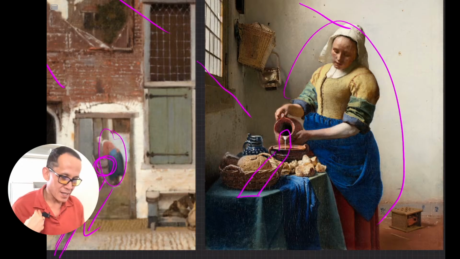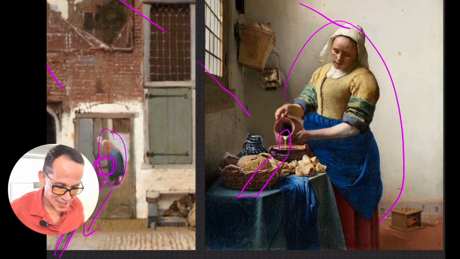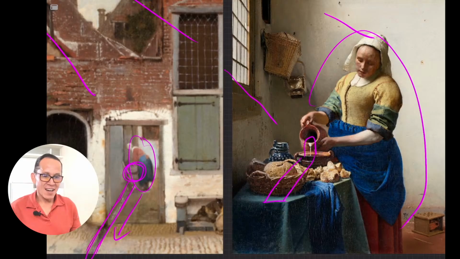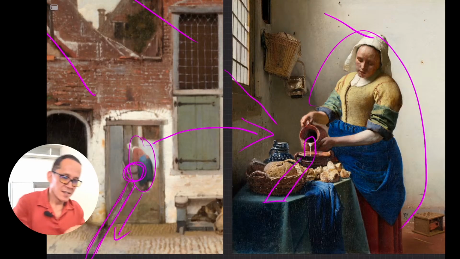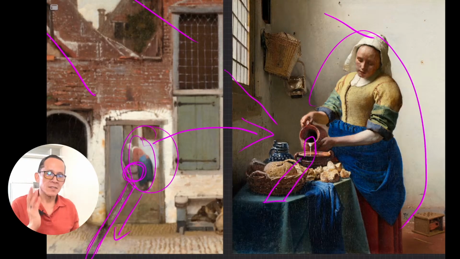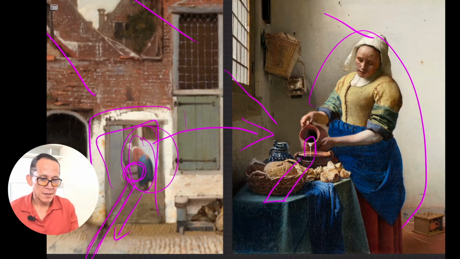Obviously I have my own biases, and my biases tell me that this was intentional. But I'm going to go ahead and make that assertion, my friends. I'm going to make the hot take. Like I said, this painting inspired the Milkmaid. Vermeer's cousin that he most likely loved and cared about and framed inspired the Milkmaid.